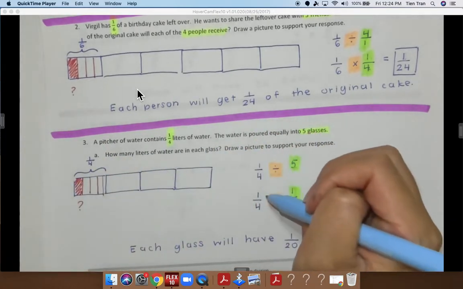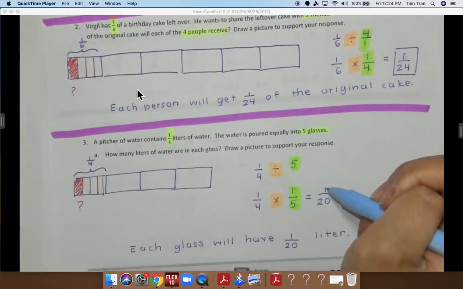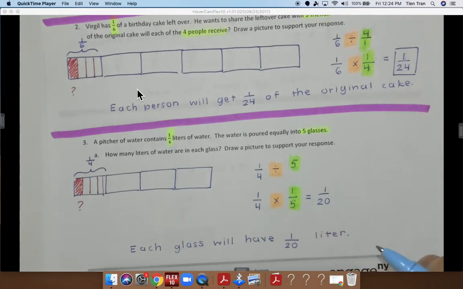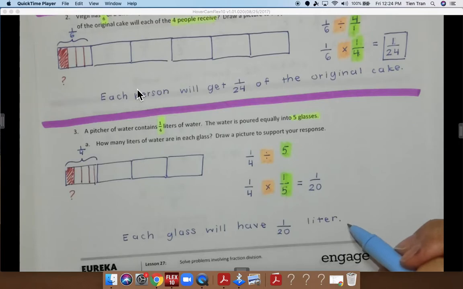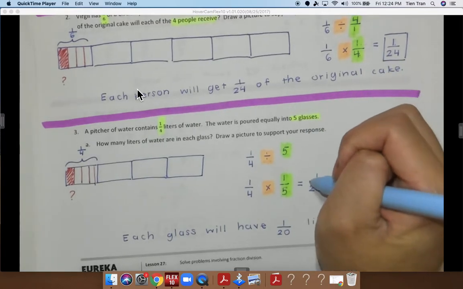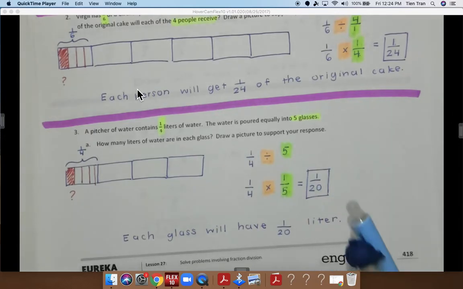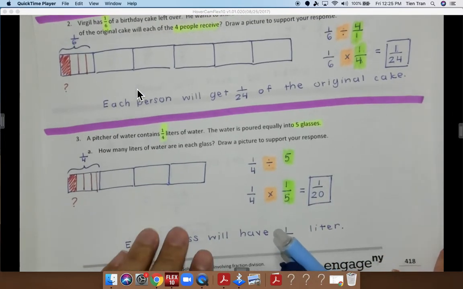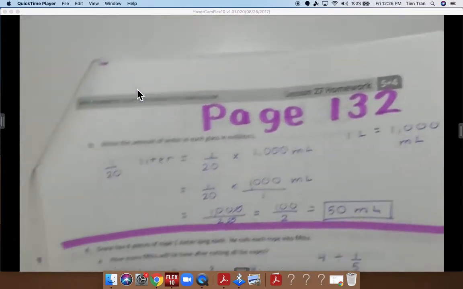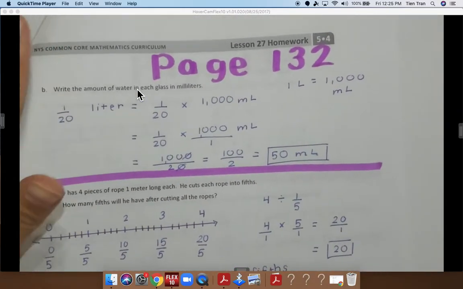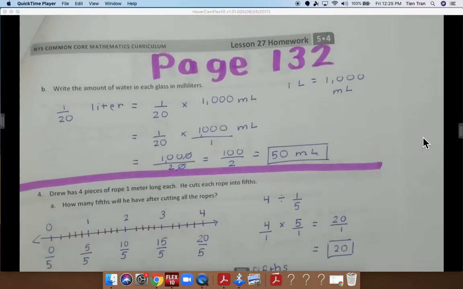Okay, so 1 times 1 is equal to 1. 4 times 5 is equal to 20. Each glass will have 1/20 liters. So I'm going to make sure that this is my final answer. Okay, now we're going to turn to the next page, page 132. Remember, you can pause if I am going too fast so you have time to write this down.